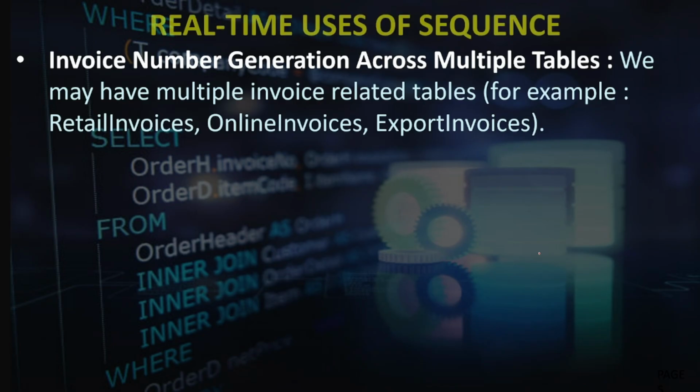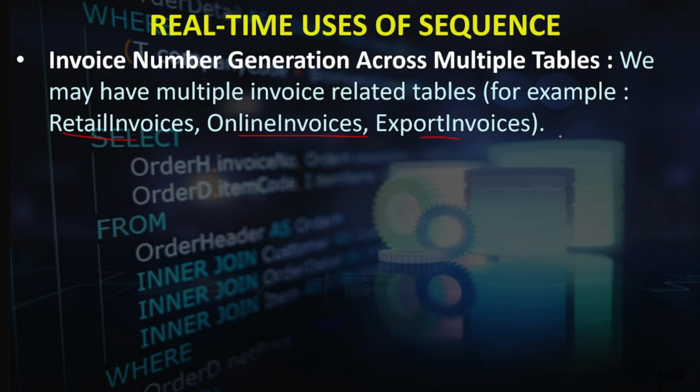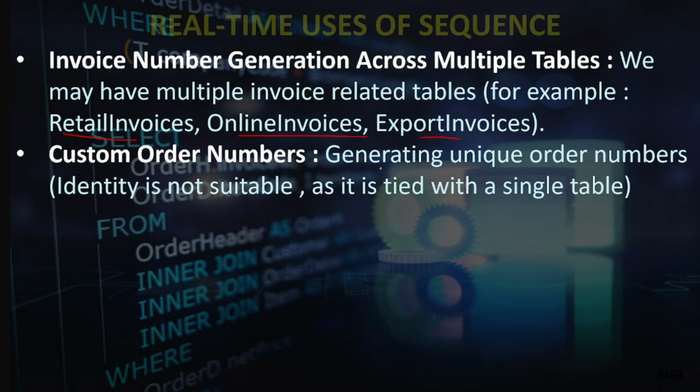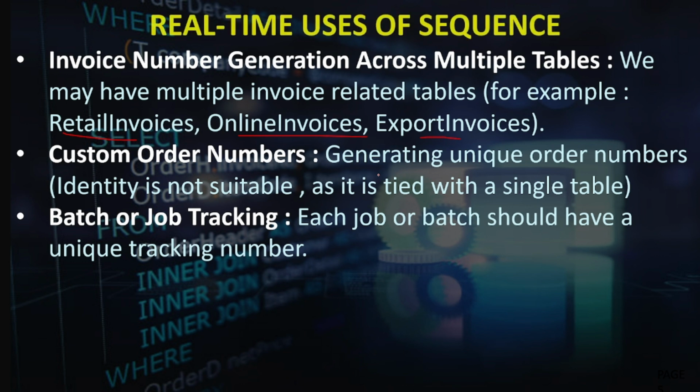Let's go and explore a couple of real-time scenarios on sequence. Where can you use the sequence in your real-time projects? Number one is invoice number generation across multiple tables. So you have multiple tables like retail invoice, online invoice, export invoice, import invoices, but you want to use a single invoice number among all those tables. You can use a sequence there, which can be used by all these tables. Custom order numbers: you're generating a unique number for orders, so you can use a sequence. Batch or job tracking: you are creating a job or batch, and you want to give a unique number to it, which can be used outside that table as well.